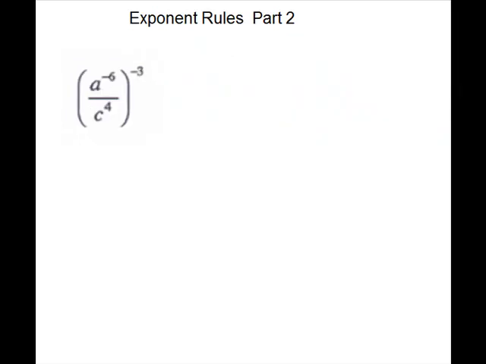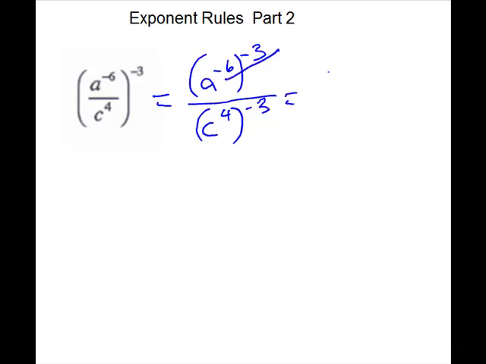For this problem, also several different ways to do it. I'm going to go ahead and just take the outside power to each piece. And power to a power, keep the base and multiply, will give me a to the positive 18. And down here I will get c to the negative 12. The c will need to move up. So the a is staying on top. The c will move up. There is nothing left in the denominator, so I don't have to put 1 in the denominator.